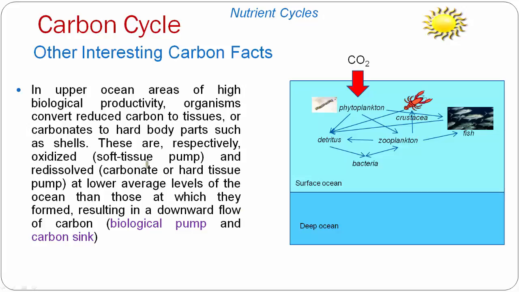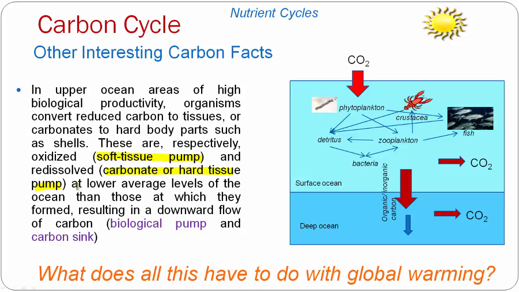The organic part of this transport is known as the soft tissue pump. Here, decomposition by bacteria returns the organic carbon to dissolved carbon dioxide. The inorganic portion of the transport is called the carbonate or hard tissue pump. Calcium carbonate dissolves at a rate dependent on the local carbonate chemistry, but as this process is generally slower than the synthesis process, there is a net transport of carbon into the deep ocean. Overall, this is known as a biological pump and carbon sink.